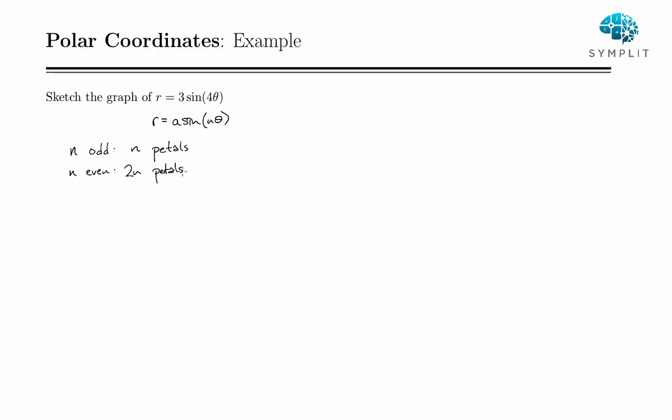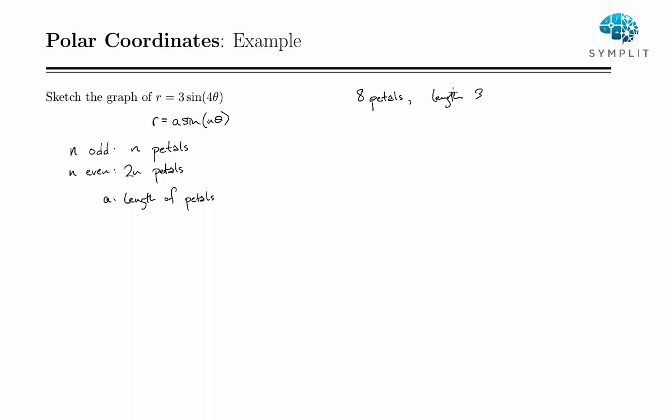Okay, well, here, of course, n is 4, and so we're going to have double that. We're going to have 8 petals. A is that number in front. That tells you how long the petals are. That's the length of the petals. And so these, of course, have a length of 3.